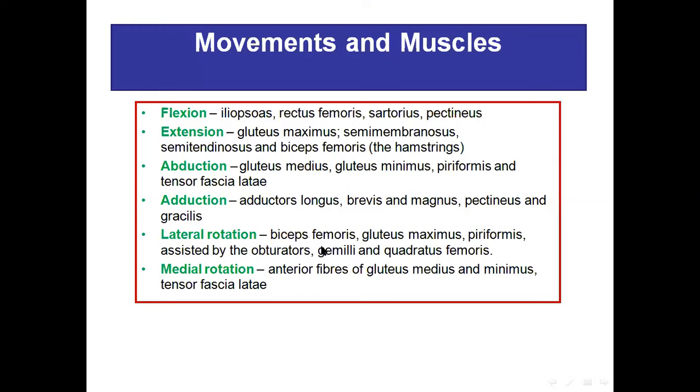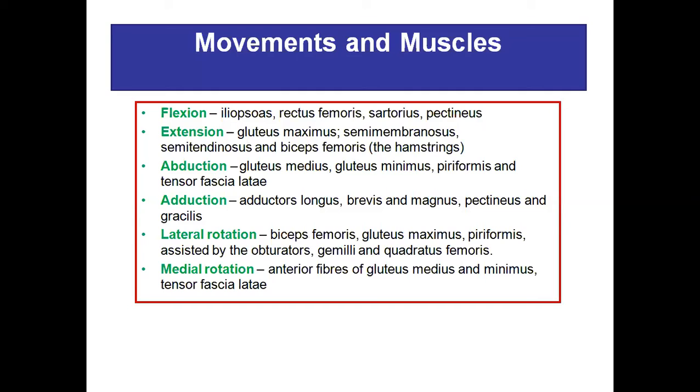The movements of the hip joint include flexion, extension, abduction, adduction, lateral rotation, and medial rotation. The flexion is done mainly by the iliopsoas muscle, assisted by the rectus femoris, sartorius and the pectineus muscle. The extension is done mainly by the gluteus maximus, supported by the hamstring group.